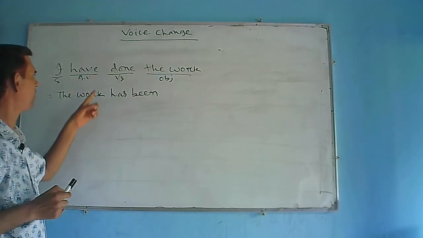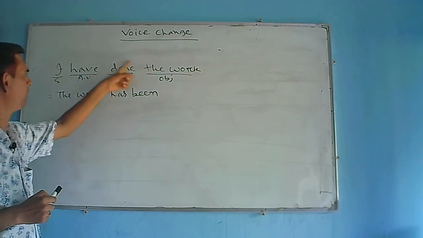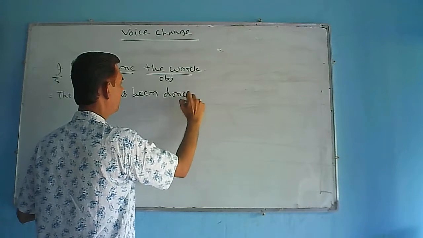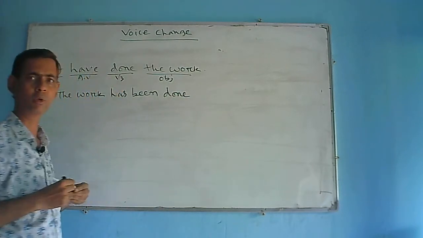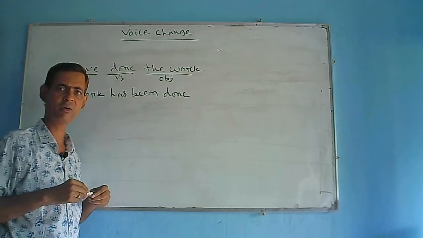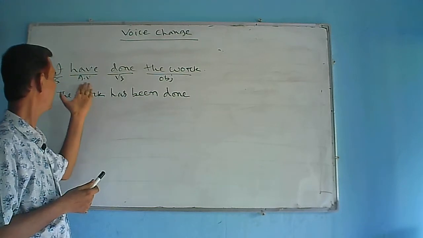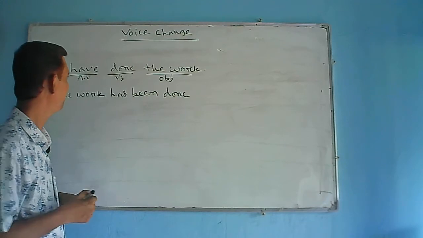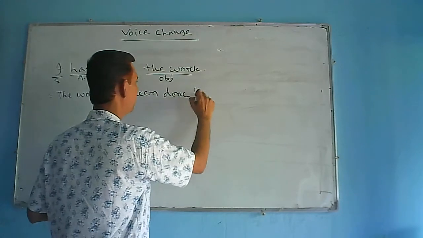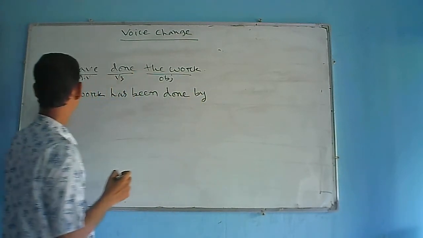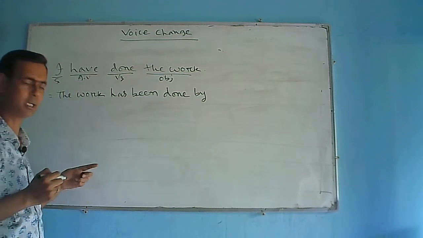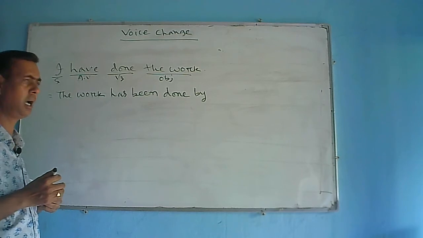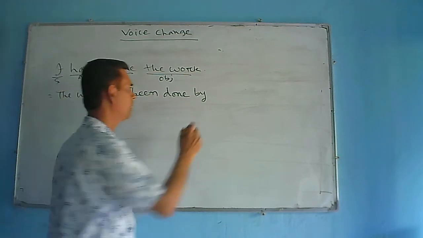Thirdly, the third form of verb. Here the third form of verb is given: done. Fourthly, the additional part of the sentence. Here there is no additional part in this sentence. Fifthly, by will be used. And sixthly, subject will be changed into object. Here the subject is I. So what is the object of I? Me.